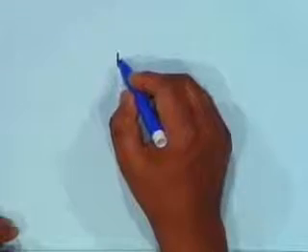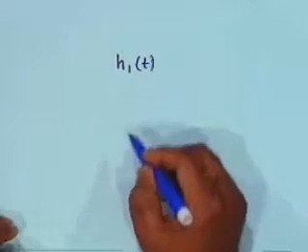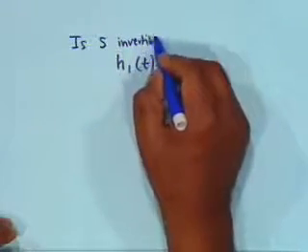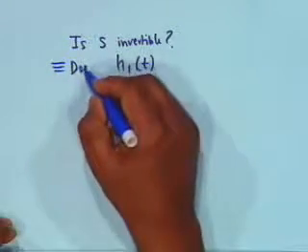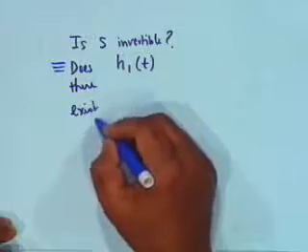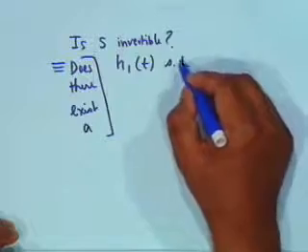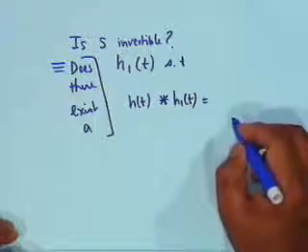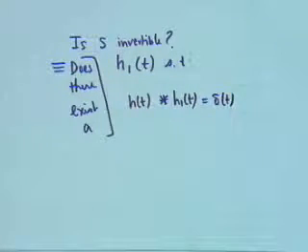Now, that's about convolution. So, the problem of determining whether the system is invertible or not in the continuous time case boils down to determining if there exists an h1 of t such that... Well, the question is, let me write it down. Is S invertible? This question is equivalent to, does there exist a h1 of t such that h of t convolved with h1 of t equal to delta t? It's not a very simple question to answer. You might have to do quite a bit of calculation to be able to answer this question. But in very simple cases, there are simple answers.